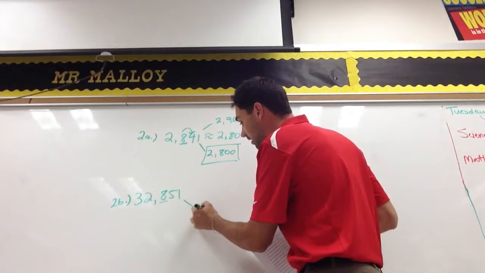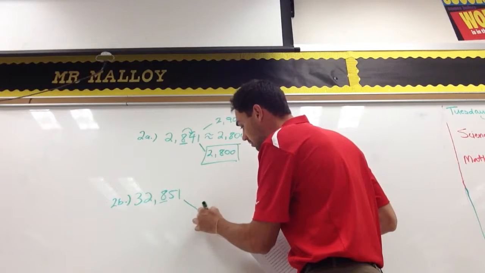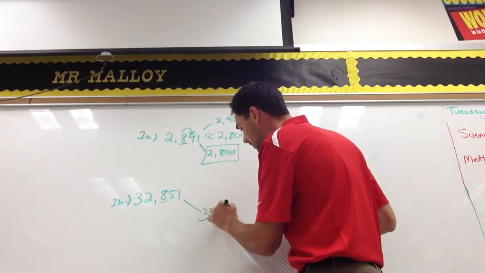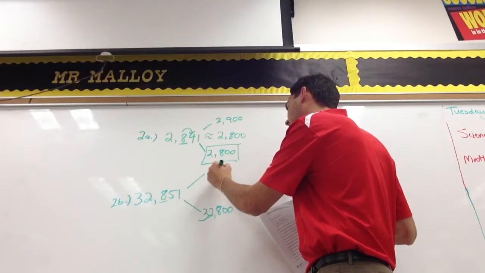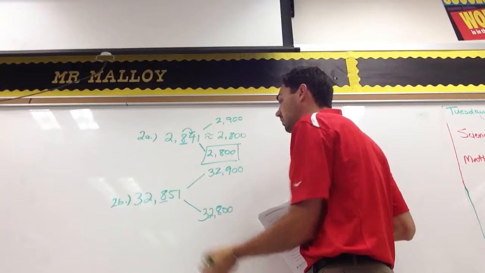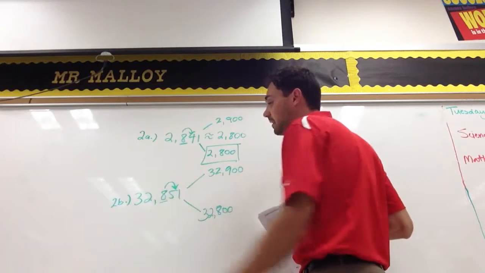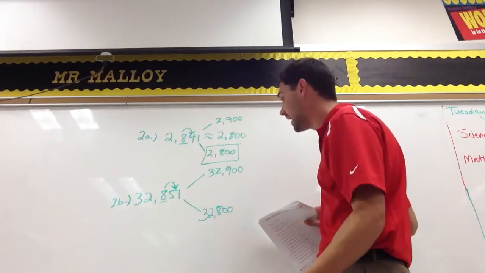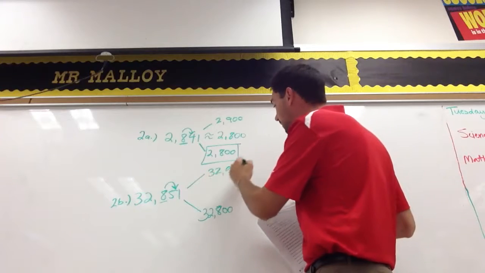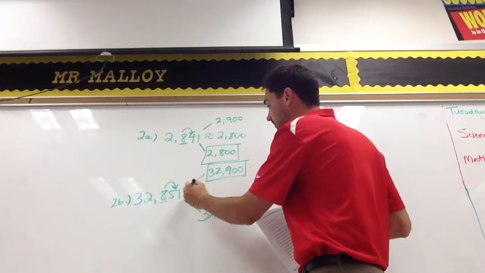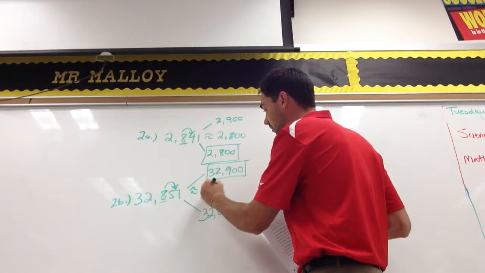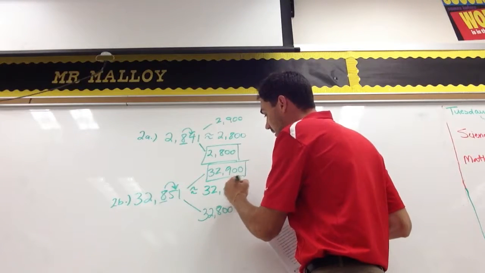So my bottom option would be 32,800. And then the next 100 up would be 32,900. Then I look to the number to the right, 5, 6, 7, 8, or 9. It rounds up, so I'm going to round up to 32,900. So my answer would be 32,900.